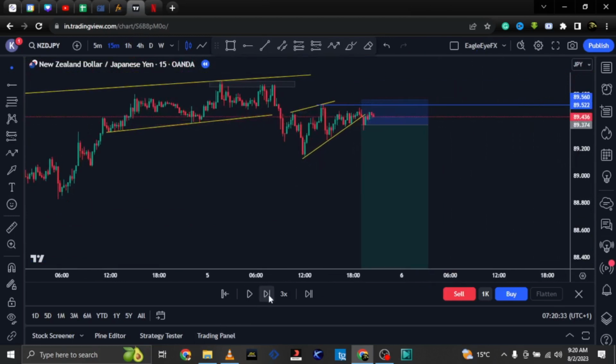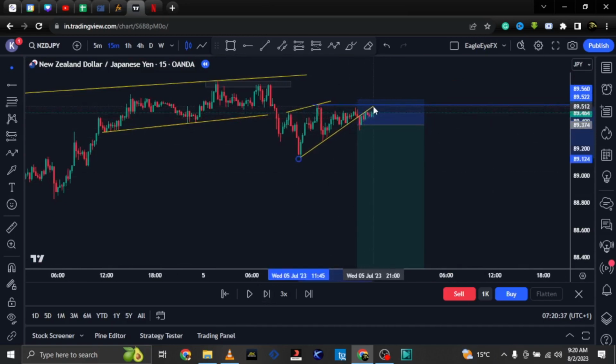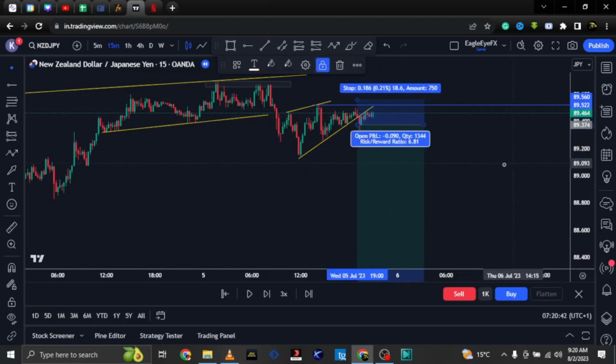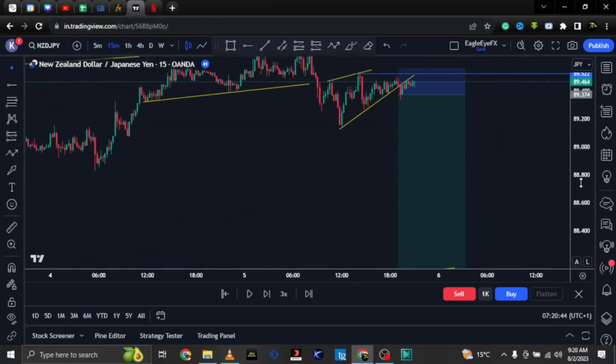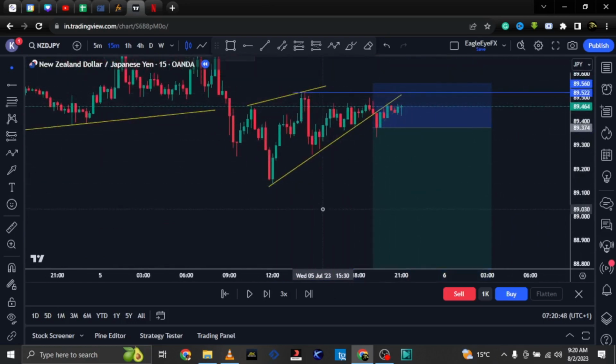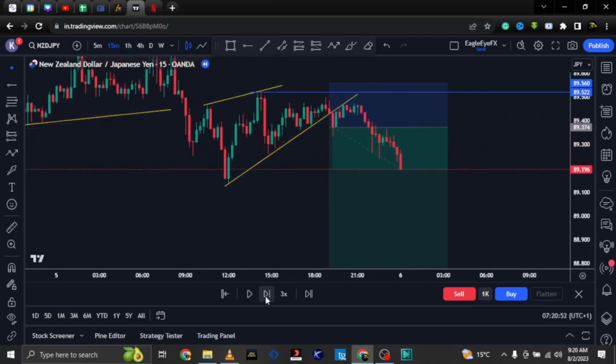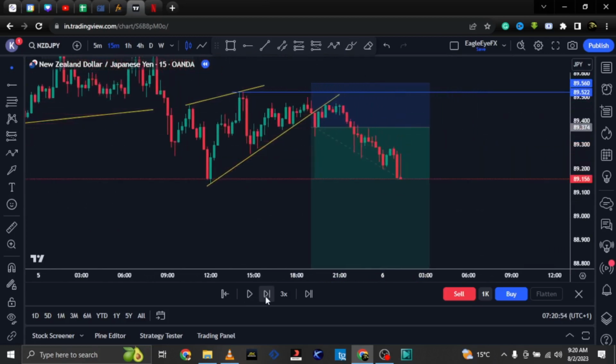So it comes back to our entry. Okay, so it actually seems as if it came to retest. Let me lock this so it doesn't move. It looks as if it came to retest this level. Let's see if it took us out. Then look, it just went down and down.